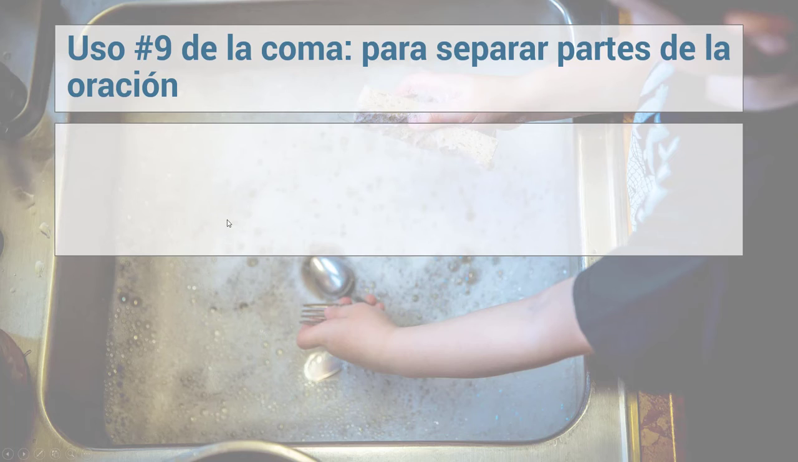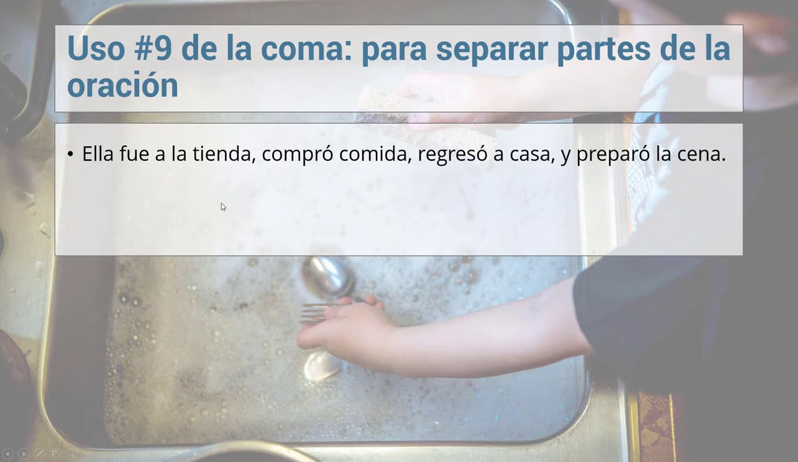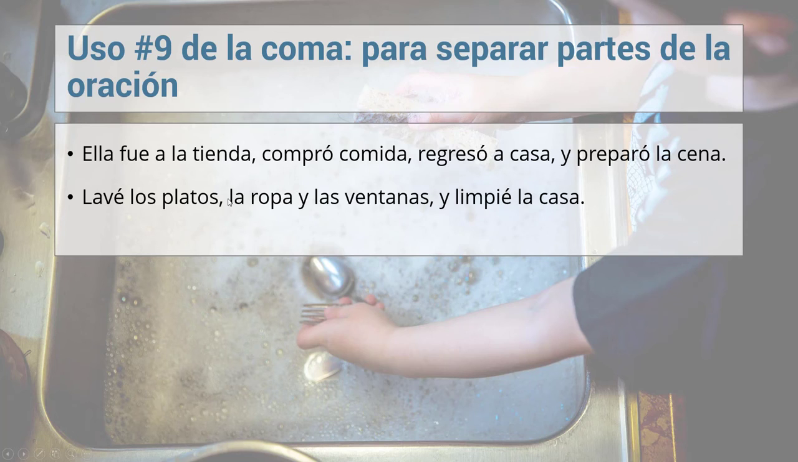And uso número 9 para separar partes de la oración, to separate parts of a sentence. So ella fue a la tienda, compró comida, regresó a casa y preparó la cena. So this is kind of like a list, but it's a list of kind of separate ideas, in which case you can have that Oxford comma. So 1, 2, 3 commas there. Lavé los platos, la ropa y las ventanas, y limpié la casa. So I washed the dishes, clothes, and windows, and I cleaned the house.